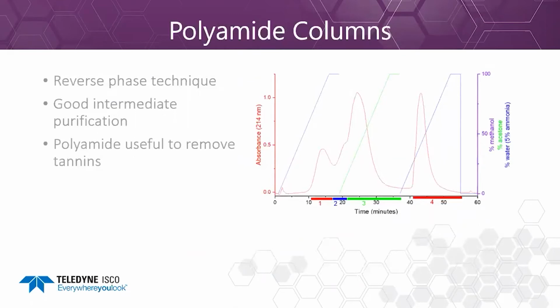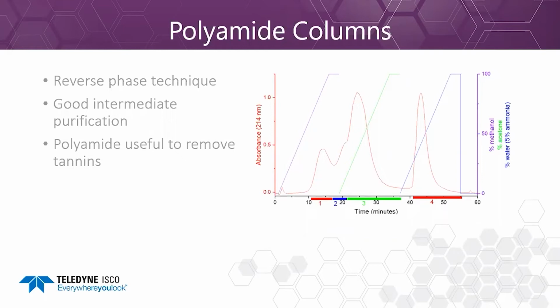Polyamide columns are reverse phase. They go from water to methanol to acetone, and I have 3 gradients over here. And on the next gen 300 systems, you can have multiple solvent inlets, so you can run these chained gradients very easily. This is a very good intermediate purification, and polyamide is very good for phenolic compounds, and it's very good for removing tannins, which cause non-specific binding and false positives in assays.